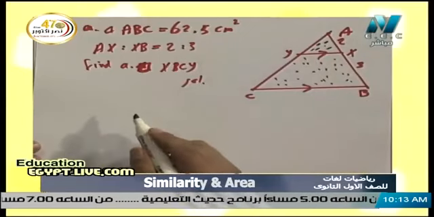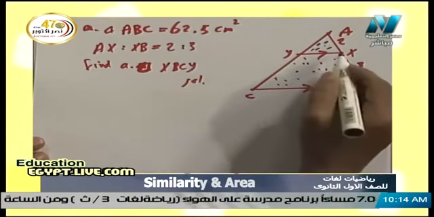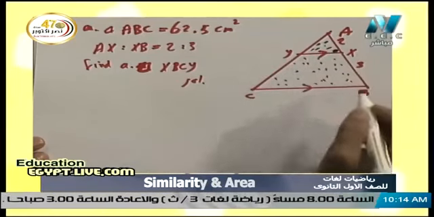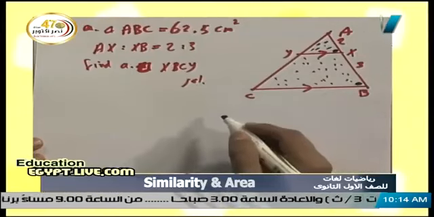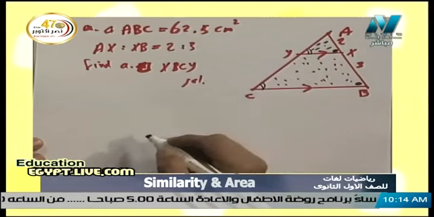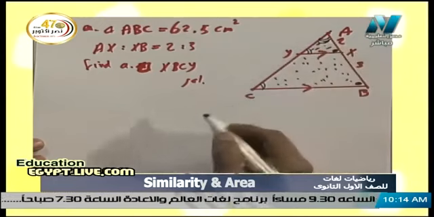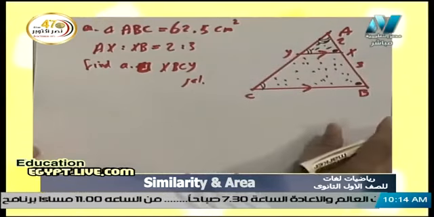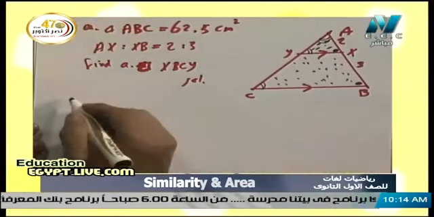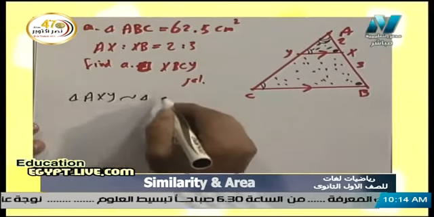And if we try to prove the similarity, it will be easy for us because XY parallel to BC, so we have measure angle AXY equal measure angle B, corresponding angles, and also measure angle of AYX equals measure angle of ACB, corresponding angles also. And we have the common angle A, and we need only two angles to prove the similarity. So we can say the triangle AXY is similar to triangle ABC.